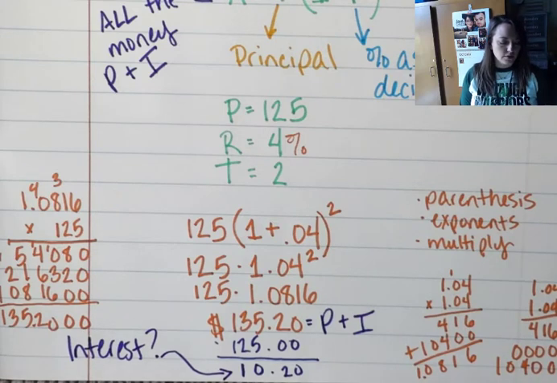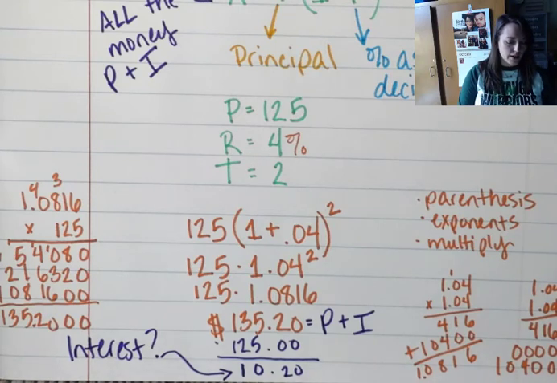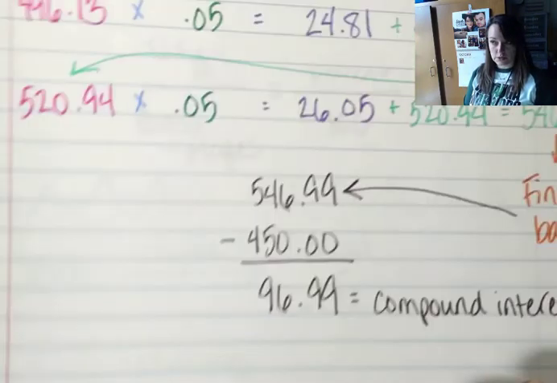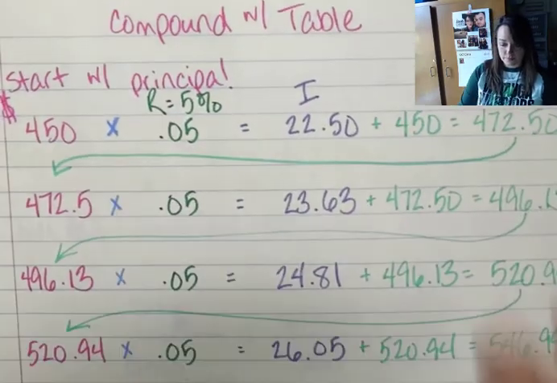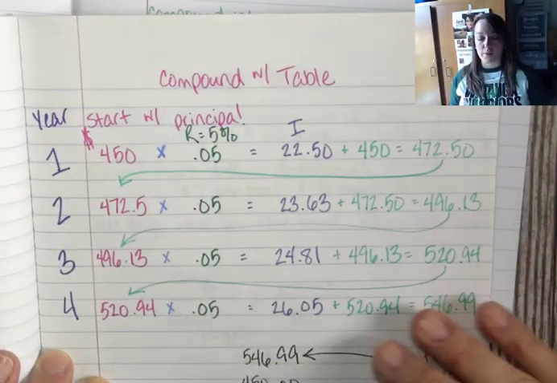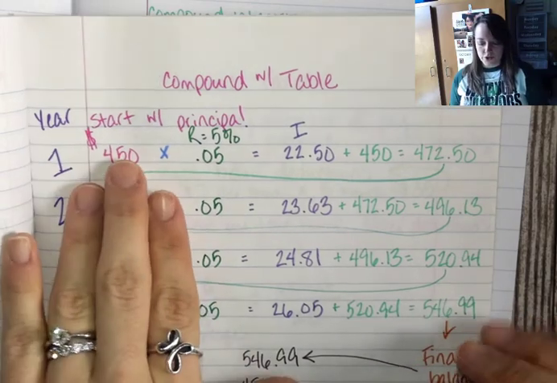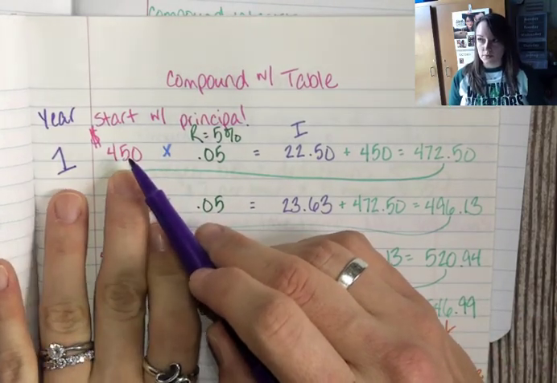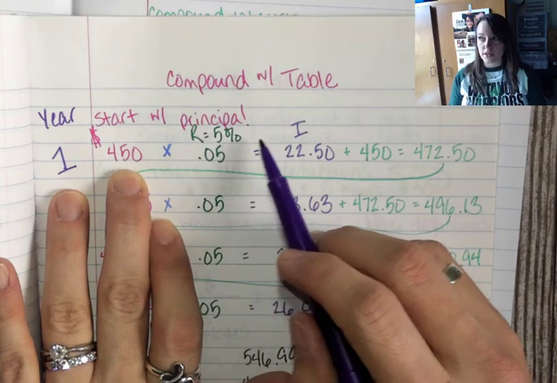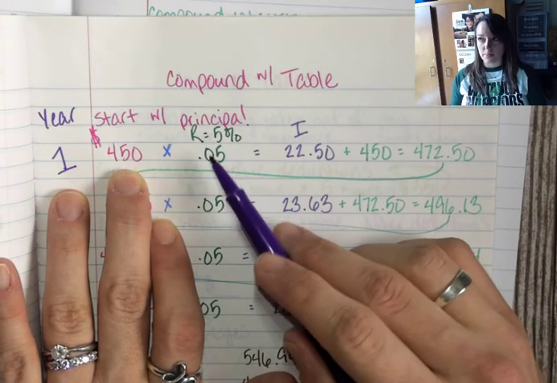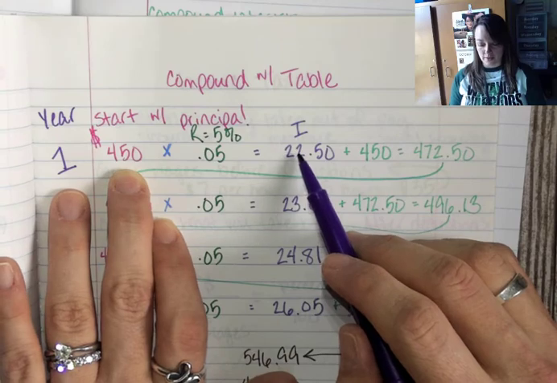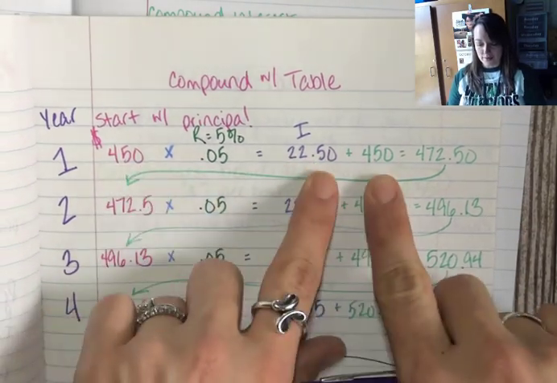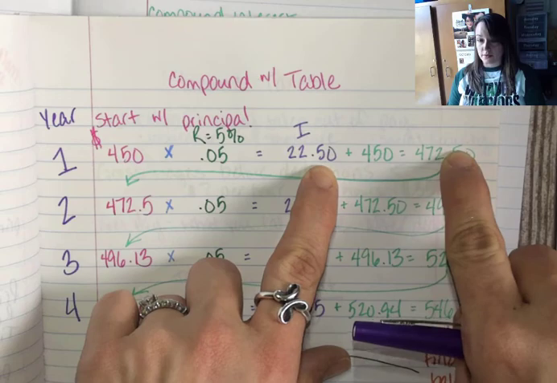All that work to figure out $10.20. Now there's another way to do compound interest that's a little different. And we're not gonna write it down. I'm just gonna show you my notes from last year. This is the table. If you don't like formulas, the table might be your friend. You start with your principal times the interest rate, which tells you interest. So times the 0.05 tells you how much money you get back. You add this to this, and you get this number.